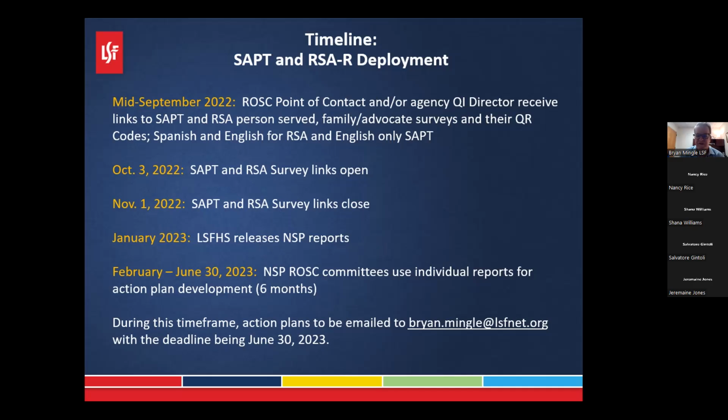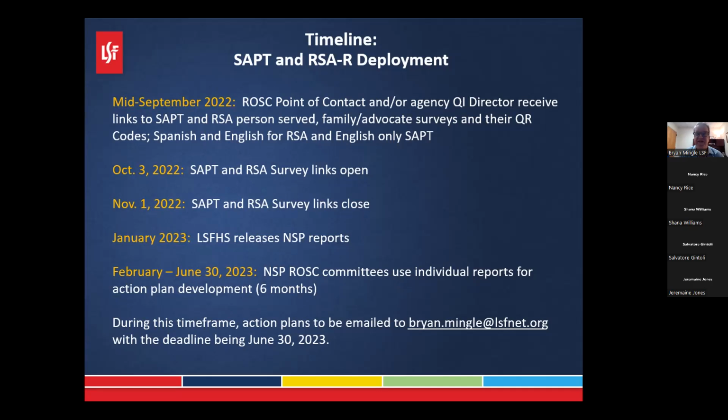And then some we're just giving a year. They can jump in next year because this is an ongoing yearly project. I will call it a project, it's a rollout because it's ongoing. And so you can update your plans next year. You can pick another action step based on the results from next year's SAPT and RSA deployment. And so through February and June 30th, we're hoping that you guys have drafted some action plans.